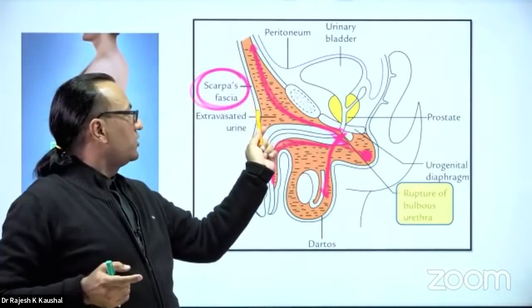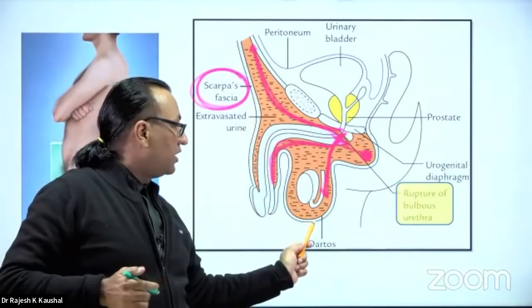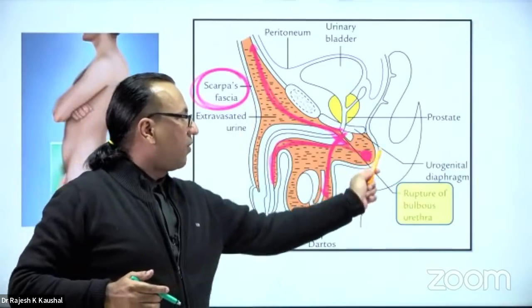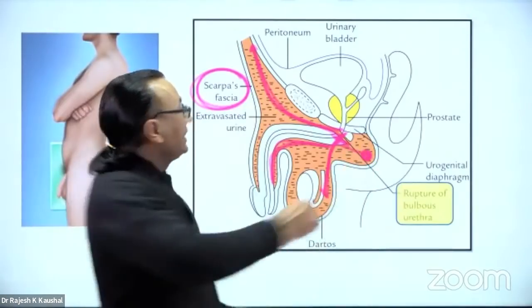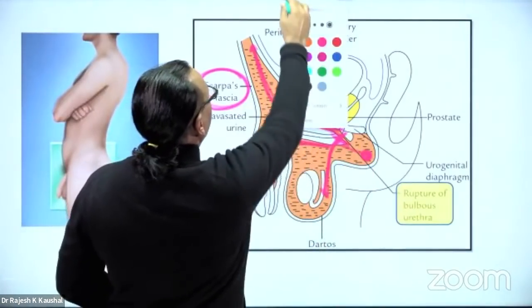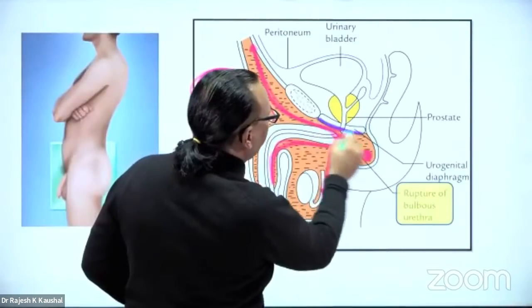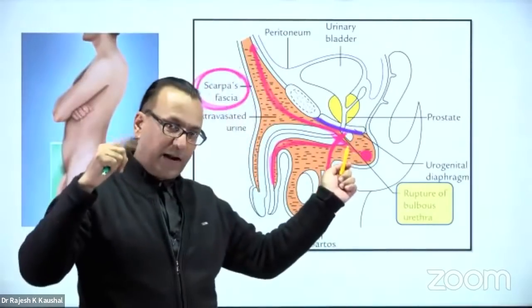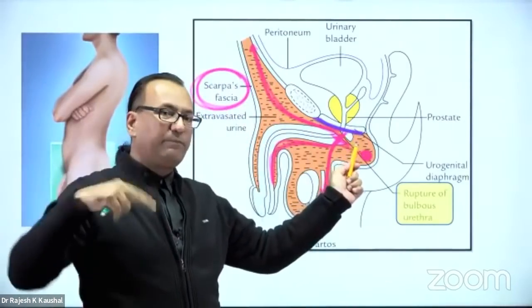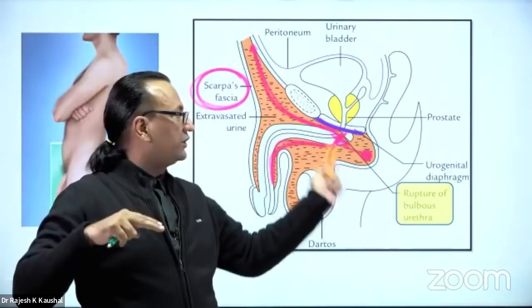Scarpa's fascia continues with penile fascia, continues with the scrotal fascia, continues with the Colles fascia, and this is the perineal membrane. It is one injury below perineal membrane, the boundary line between deep pouch and superficial pouch.